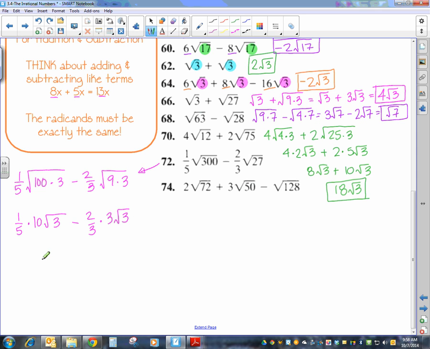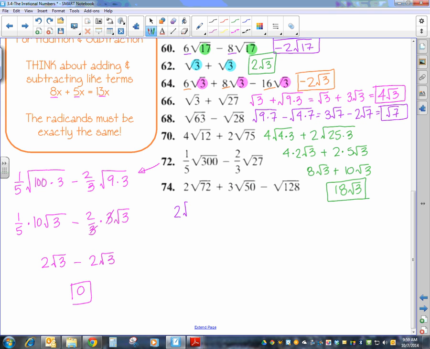1/5 of 10. Use your calculator. You just took a test on it. Everybody did well. So that gives me 2 square roots of 3. 2/3 of 3 is 2 square roots of 3. And 2 square roots of 3 minus 2 square roots of 3 is 0. When you subtract the same thing you started with. Okay, last problem.